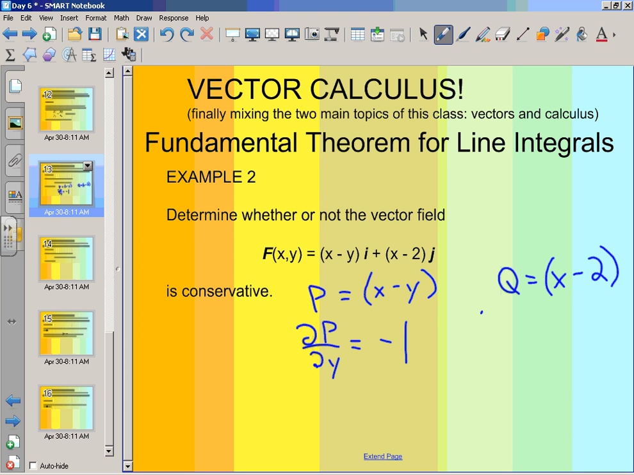And then dQ/dx would just be 1, and so it's not conservative, because those are unequal. Yeah. Not conservative. So it's a liberal vector field.